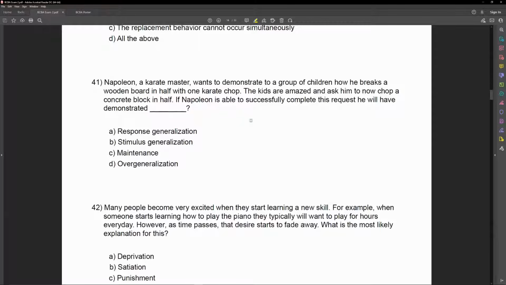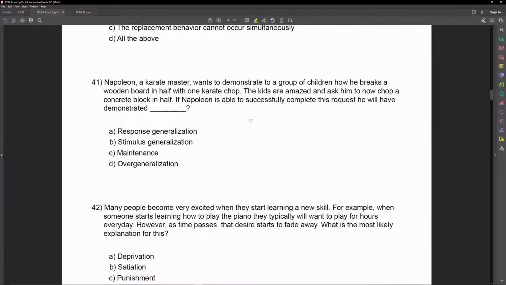He needs to karate chop this wooden board, and then he needs to karate chop the concrete block. So he clearly needs to generalize this karate chop. If he's unable to generalize from stimuli to stimuli, well, he's not going to be able to break this concrete block in half, and he'll probably hurt his hand. But if he is able to complete this request from the kids to break this concrete block in half, what did he demonstrate? Did he demonstrate response generalization, stimulus generalization, maintenance, or overgeneralization?